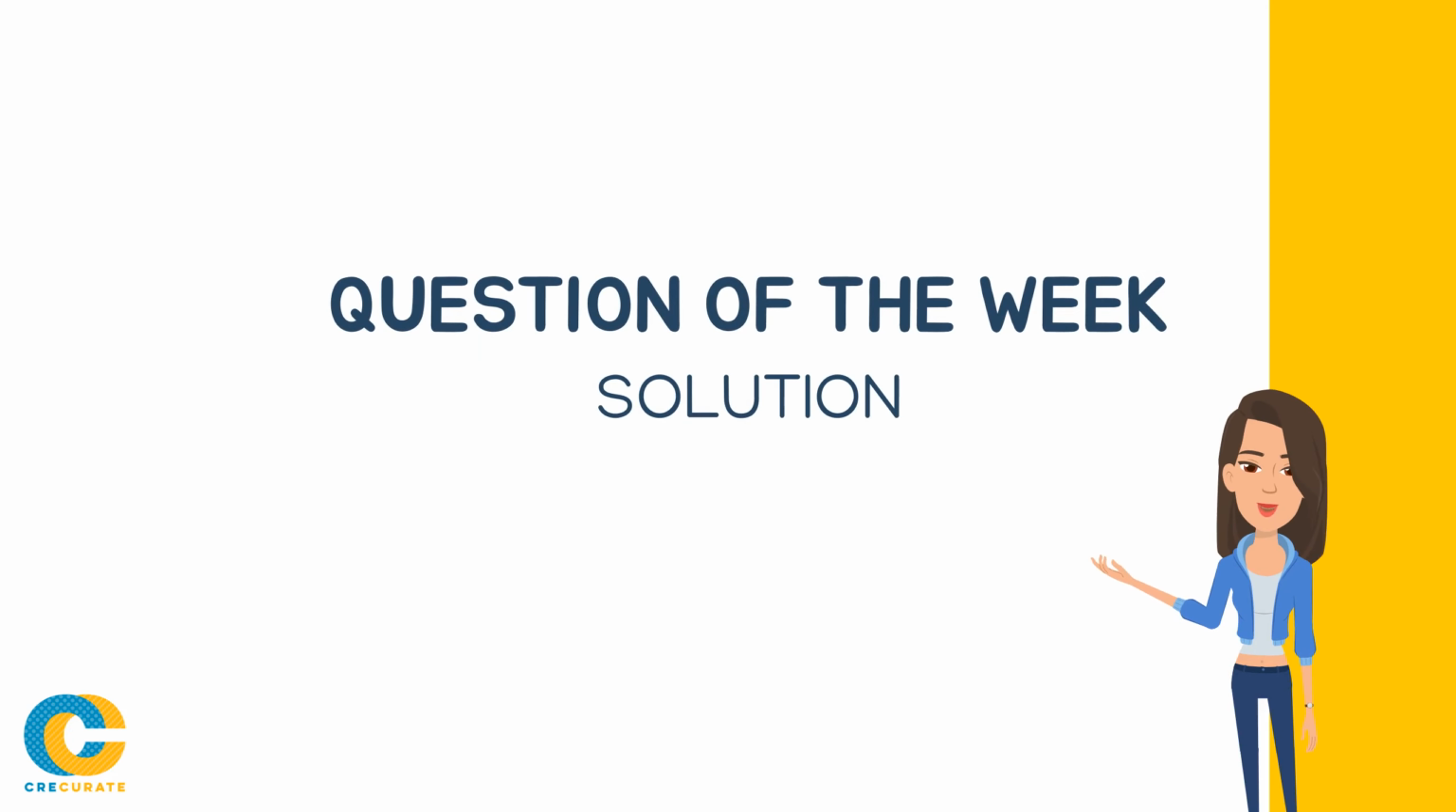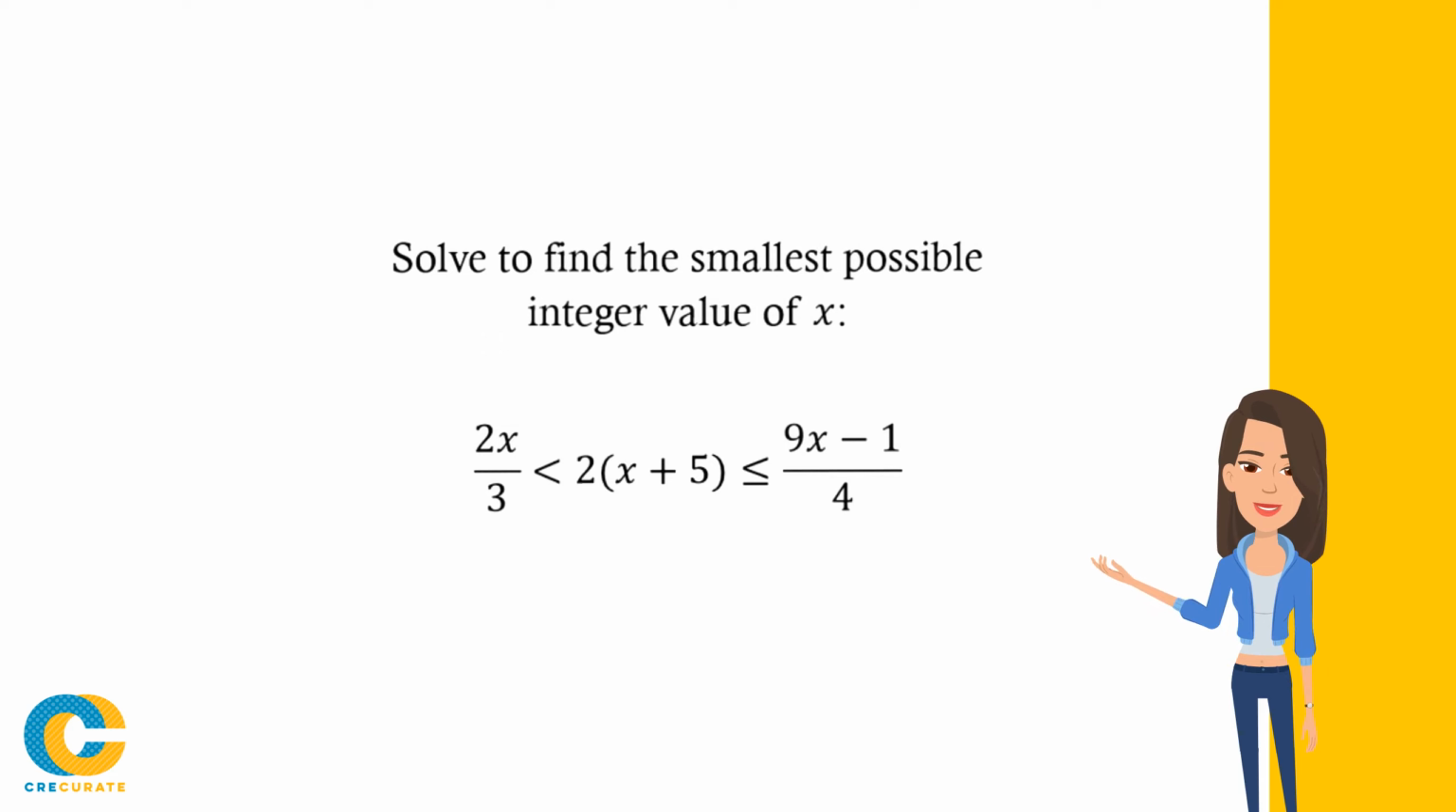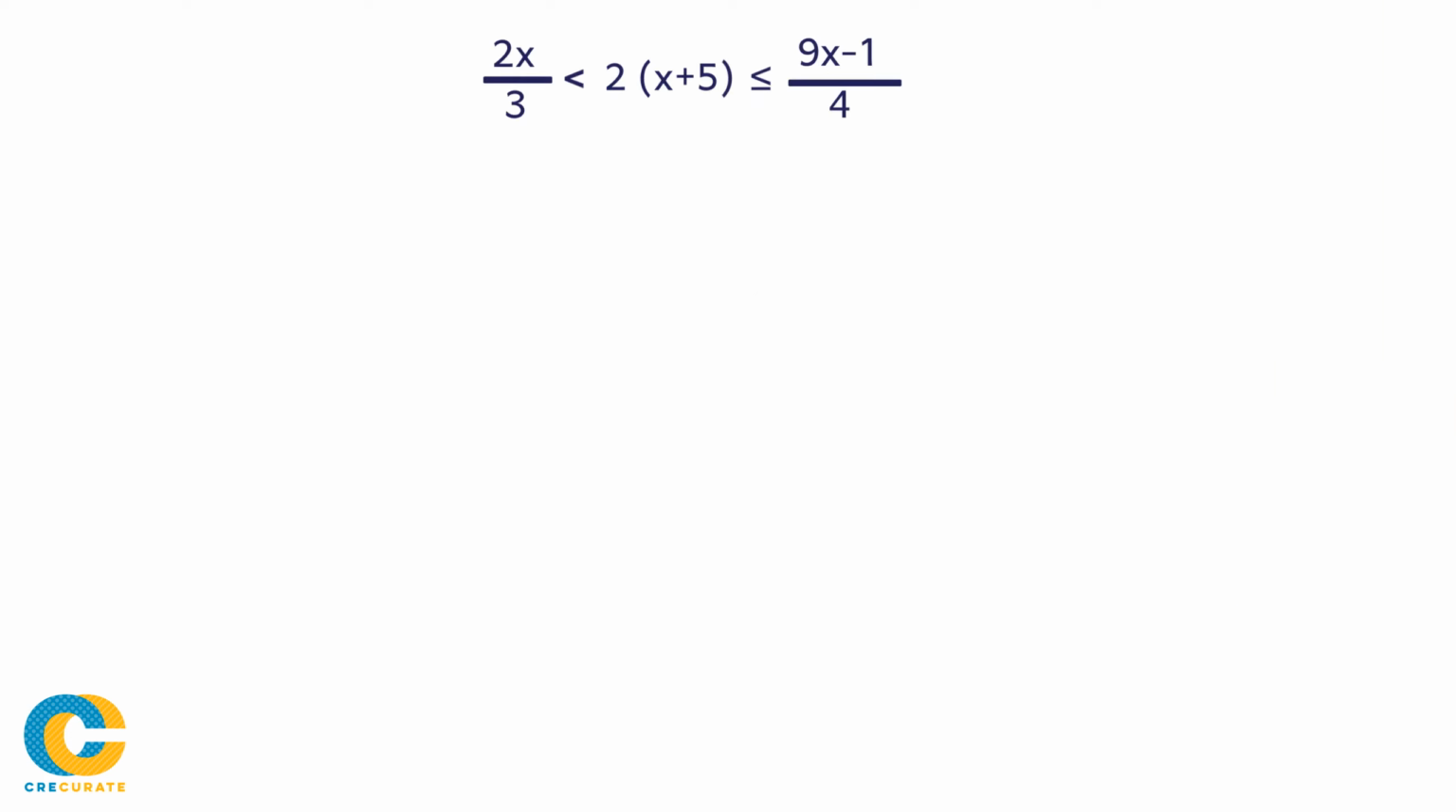In this week's question, we are required to solve two sets of inequalities in order to find the smallest integer value of x. When we have two connected sets of inequalities, we always work with one set at a time. So let us look at the first inequality. Recall that solving inequalities is pretty much similar to solving equations, except that the inequality sign changes direction when we multiply or divide by negative numbers.